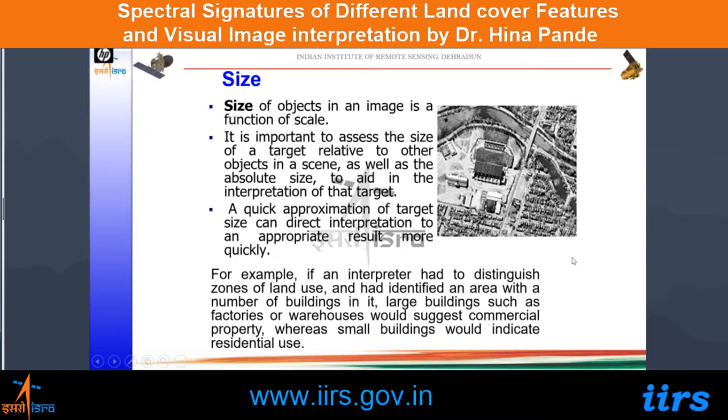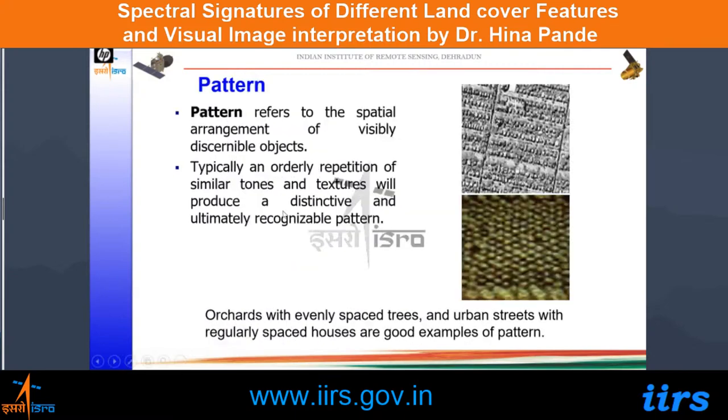Then comes pattern. Pattern refers to whether objects are arranged in some kind of recognizable repetition, right? So is there an orderly repetition of similar tones or textures or not? So whether objects are spatially arranged or not. So for example, if I compare orchards and forest, both features consist of trees or vegetation, but forests being natural entities will not follow any pattern. So different species of trees will grow randomly.